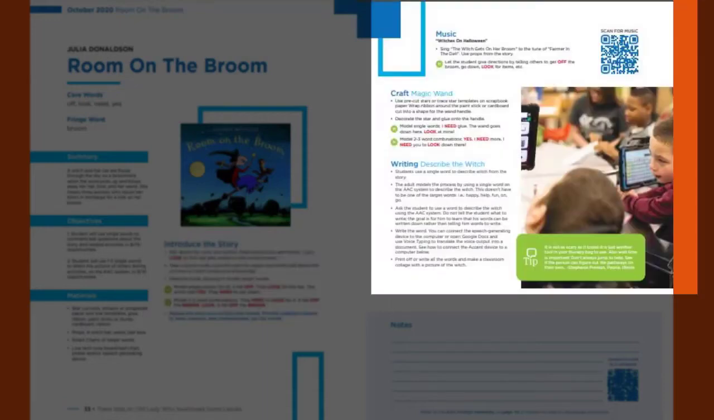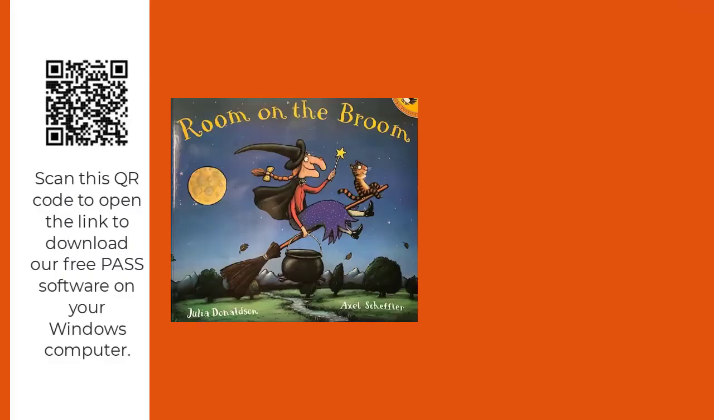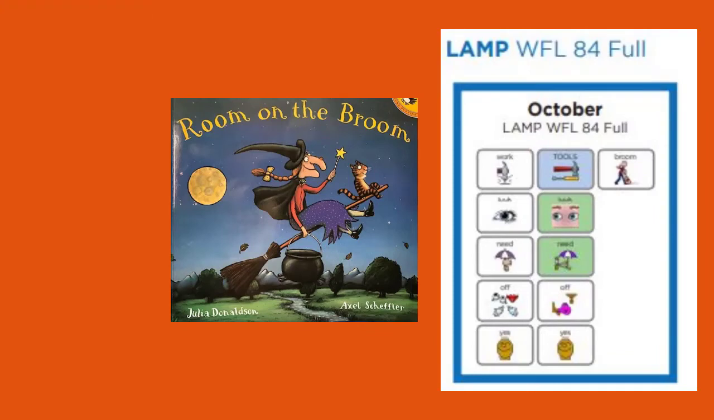You'll find additional activities for sensory, craft, motor, writing, and music. You'll also find smart charts for Language for Life 84 Full and Unity 84 Sequenced. You can use these when you're reading the story. If you need a different language configuration, feel free to use our free PASS software to make your own smart charts. Our story for this month is called Room on the Broom.